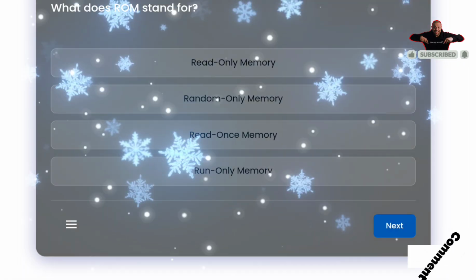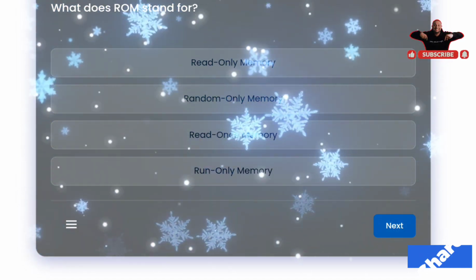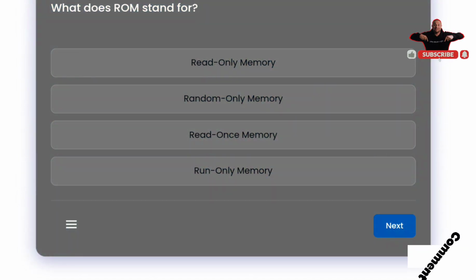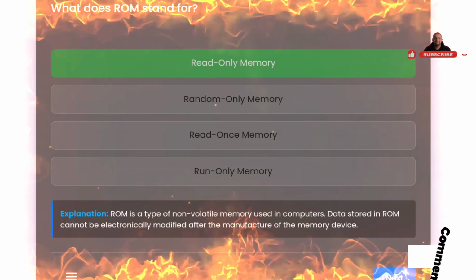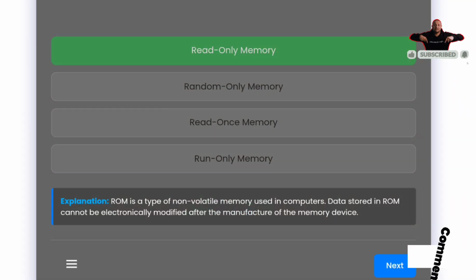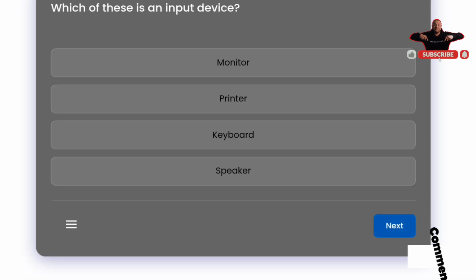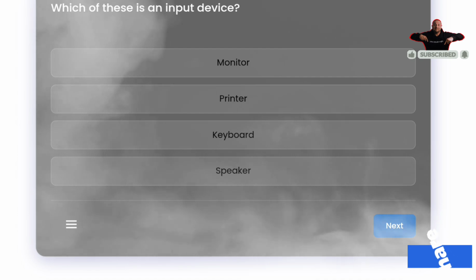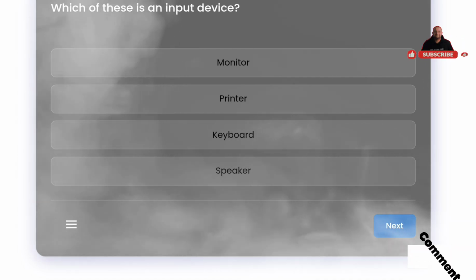Next question, what does ROM stand for? ROM का मतलब क्या होता है? The answer is the first one, read only memory. ROM is a type of non-volatile memory used in computers. Data stored in ROM cannot be electronically modified after the manufacture of the memory device. तो ROM का मतलब क्या होता है? Read only memory.